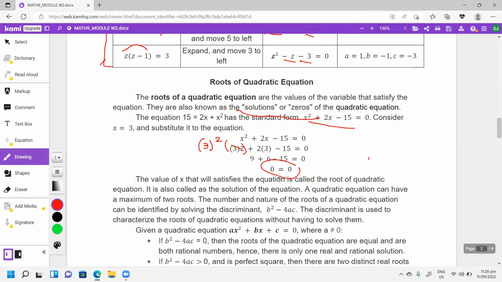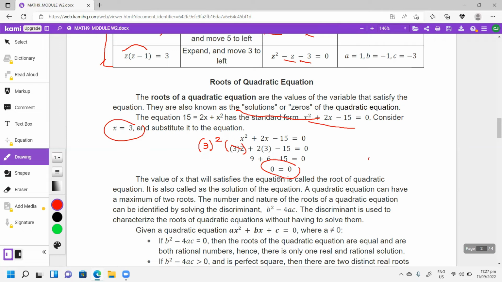As you can see, when x is equal to 3, the left side is equal to the right side. 0 is equal to 0. So with that, x is equal to 3. So 3 is a root of the quadratic equation x squared plus 2x minus 15. 3 is one of the roots of the quadratic equation x squared plus 2x minus 15.